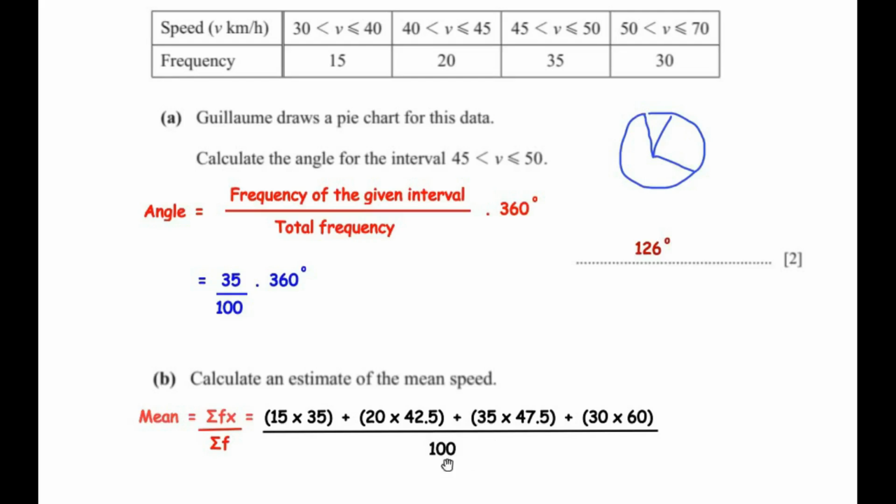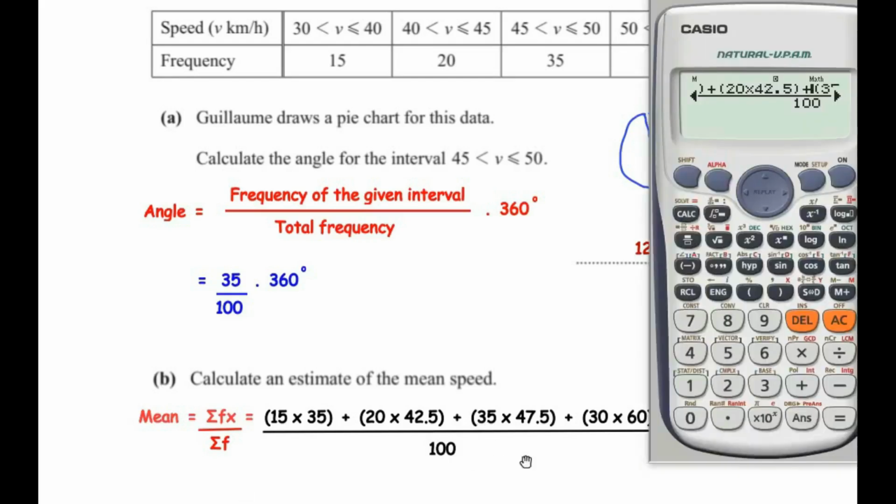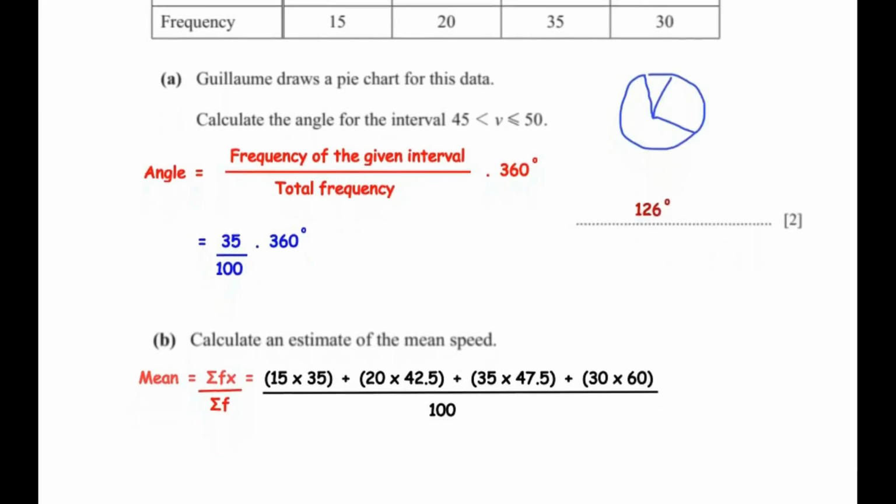Now let us see what value this gives us. This is going to give us the value as 387 over 8, or in decimals it is going to be 48.375. So this is the estimate of the mean speed. So this is our answer.